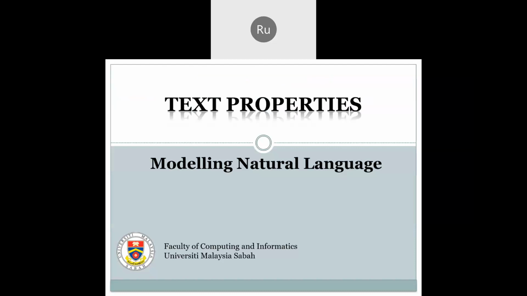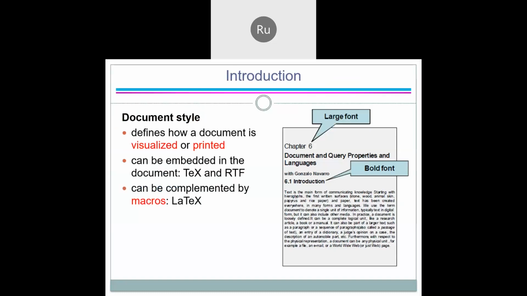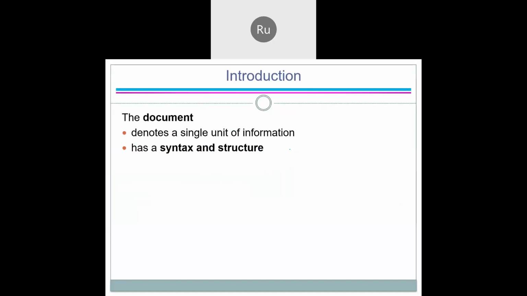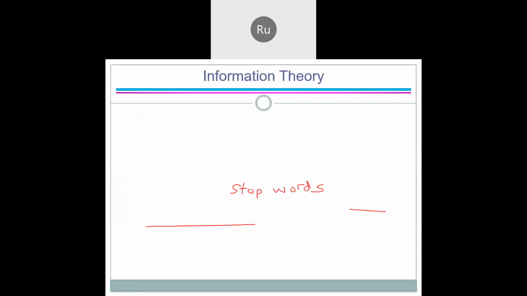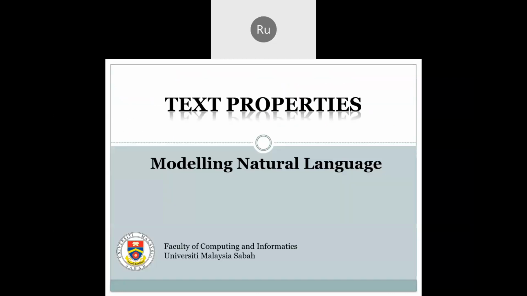So now we go to modeling natural language. Just now we have gone through metadata, and then, let me go back to the first slide: metadata, then document format, text properties, and the last one is document preprocessing. So we will go through this one first. Okay, so we're done with the document format. Now we go to modeling natural language, text properties.